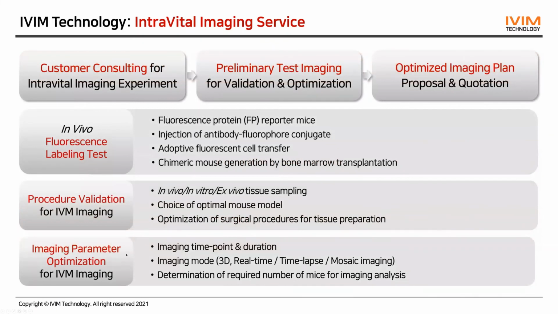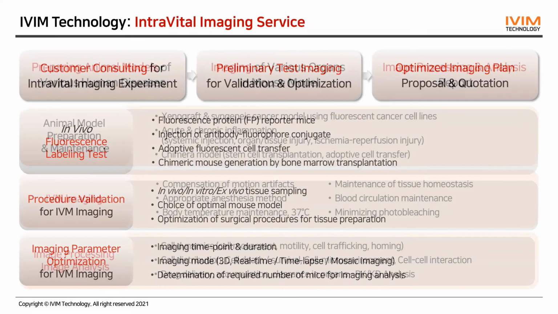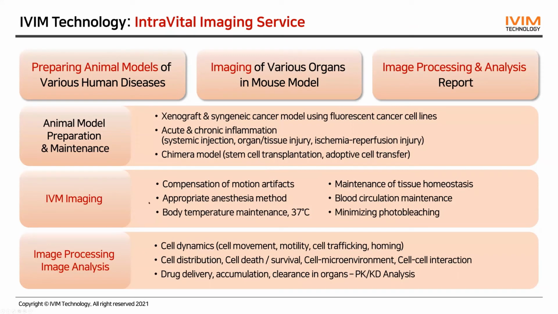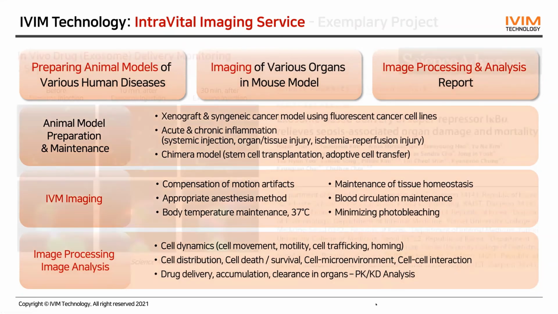So these are the parameters we have to consider: how to do the in vivo labeling, and how to do the surgical procedure for the specific organ imaging, and then what imaging parameters we need to achieve the experimental goal, and what animal model we need, and how to do the real procedure for the IntraVital imaging and then analysis.